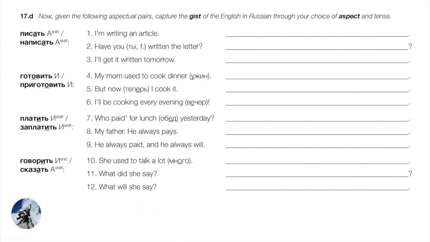Number seven. Who paid for lunch yesterday? We're using платить, заплатить. Sounds like a one-time thing, right? This was lunch yesterday. This is a one-time event, presumably. Someone paid for the lunch. Sounds like perfective to me, right?